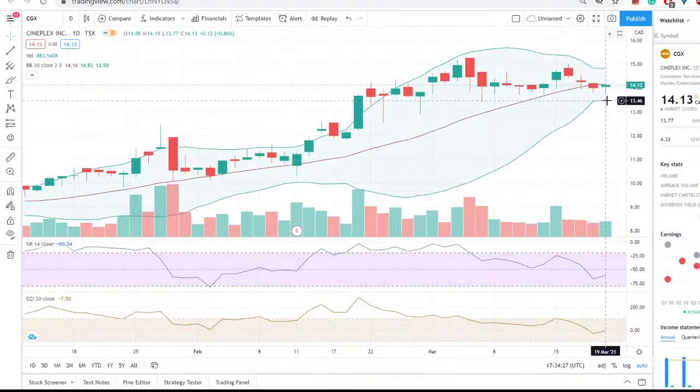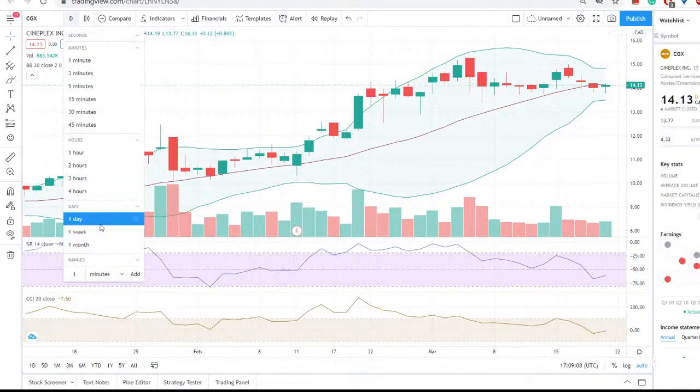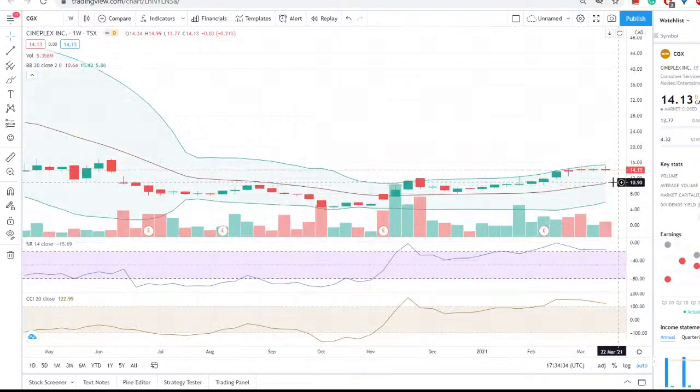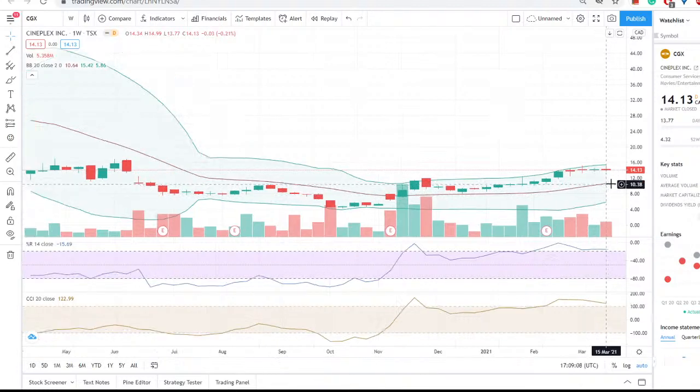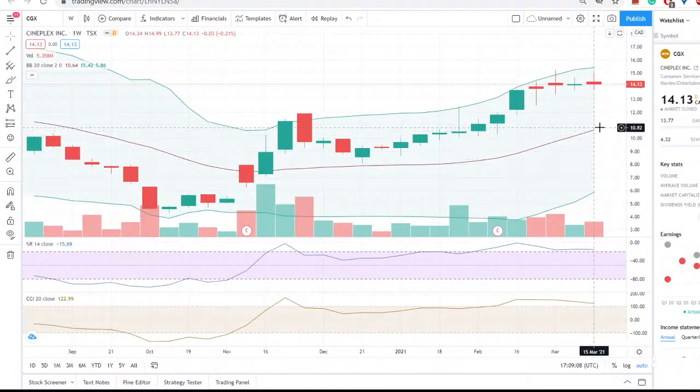13.45 is the level on the weekly chart. 11. So for entry for long term, Vivek sir, do you think this support can be a good entry or further move at 11? At 11? No. No? At 10. At 10 or 8.5. Okay.